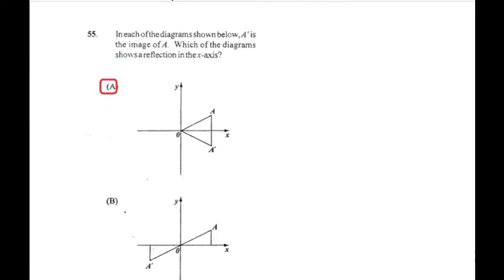55. In each of the diagrams shown below, A prime is the image of A. Which of the diagrams shows a reflection in the x-axis? So remember, this is our y-axis, this is our x-axis. This looks like a perfect reflection. So right there I could say the answer is A, but let me just go down to check the other answers that follow.